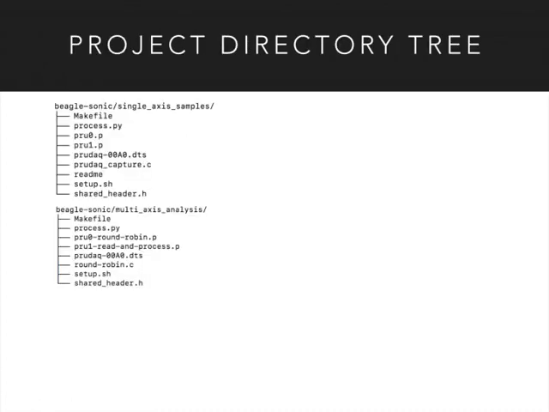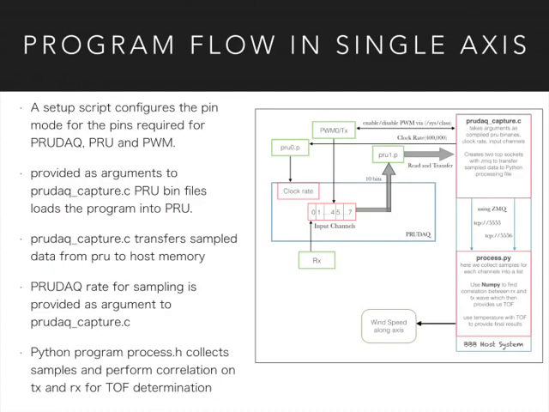This is the project directory tree. I have created two directories, single axis samples and multi-axis analysis. They have two binary files for PRU0 and PRU1, and a C file for transferring the data from PRU to host memory. A setup.sh configures the pin inputs and outputs for PWM, PRODAC and the PRUs. And finally process.py analyzes the result by taking the correlation.